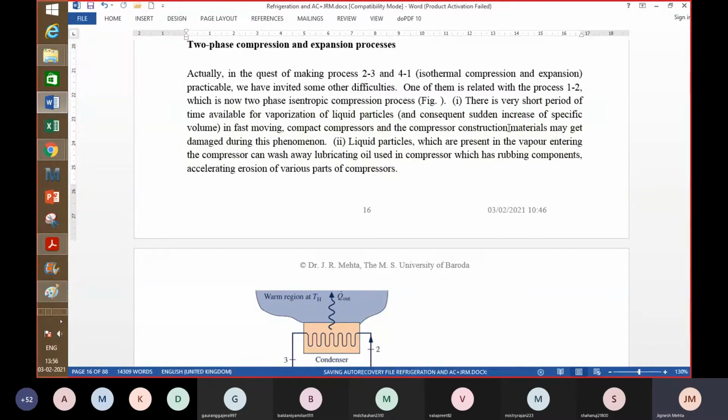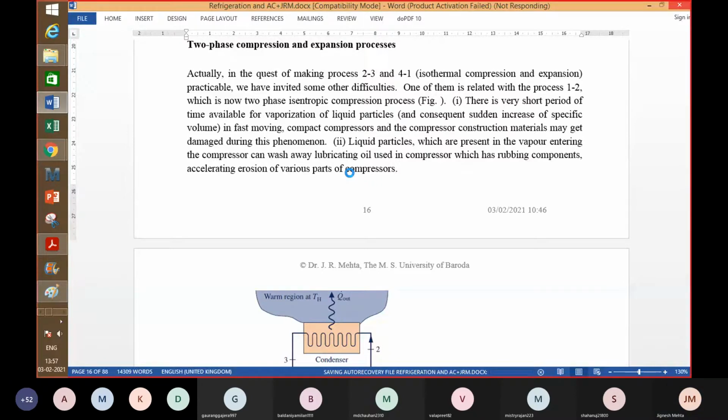If you are using a compressor or, let's say, an expander, these liquid particles which are present in the vapor entering the compressor can wash away the lubrication. So it can create some problem with the lubrication functioning in the compressor. Okay, so these are two issues, and they are major issues, which are happening because of shifting of the whole cycle inside the saturation dome.